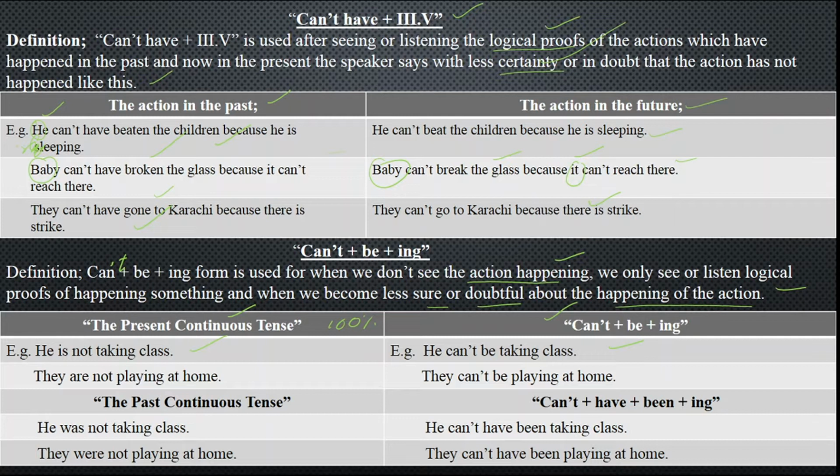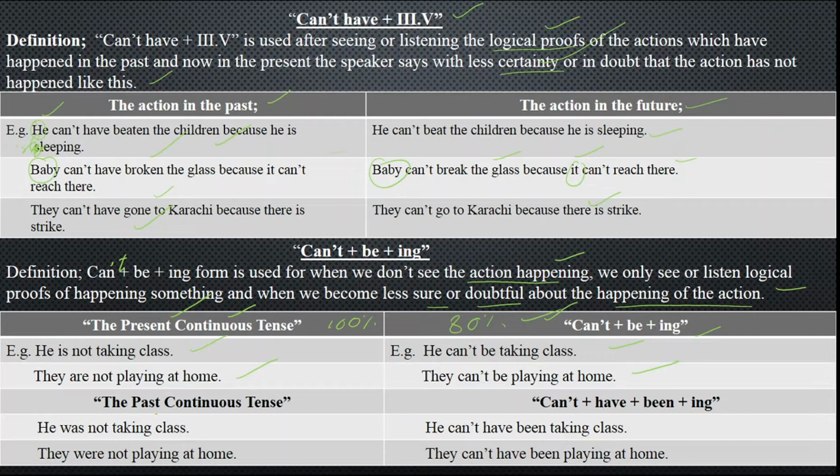that maybe they are taking class, but you are not sure about it. And they are not playing at home. This is confirmed because they are not at home. They can't be playing at home because they were not at home. Maybe they have gone now or are playing, or there is less possibility of that action, or maybe you are in doubt that this action may happen. But here in present continuous you are sure that this action is not happening, and here you are a little bit doubtful. Maybe 80% you say that this is not happening, but 20% chances are that this action may occur or happen, just because of your doubtfulness.